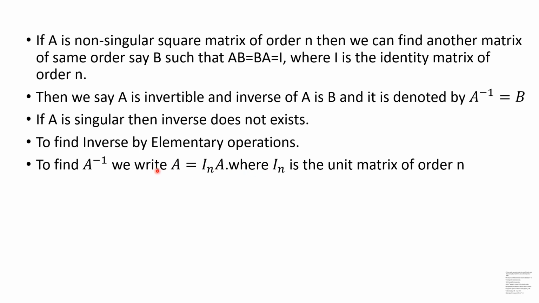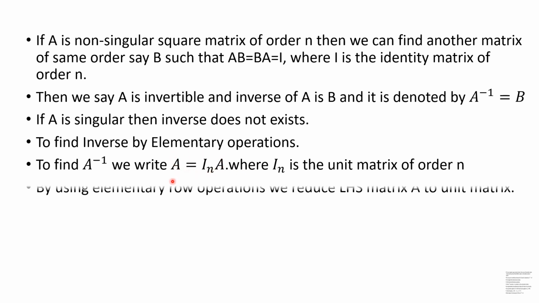Now I am telling you how to find the inverse of a matrix by row operations. The first step is write down the matrix like this: A is equal to In into A, identity matrix into A, where I is the unit matrix of order n. This is the first step you should remember. A is equal to In into A. Next, by using elementary row operations, we reduce LHS matrix A to unit matrix.